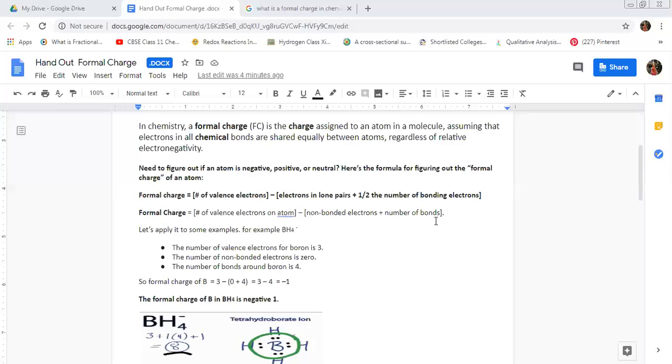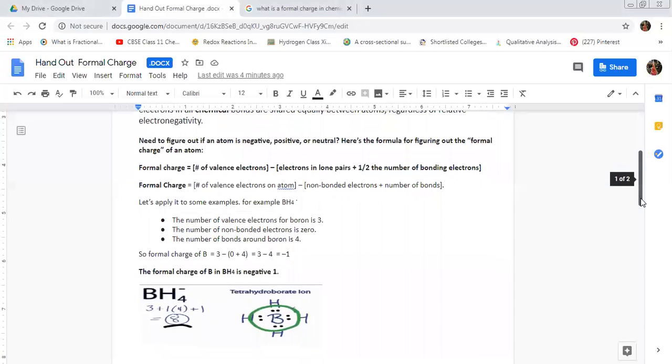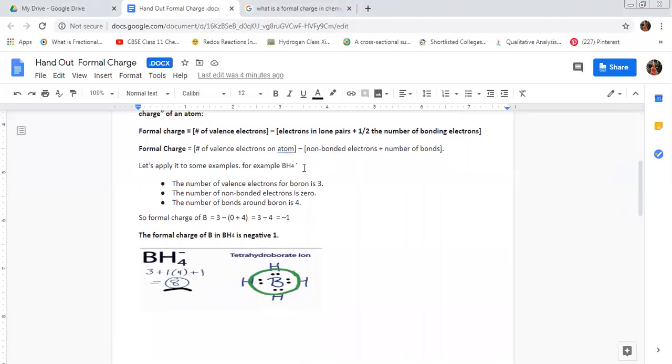Now let us try it with some examples. I've taken an example of borotetrahydrate, sorry, BH4 minus. Now let's start with the formal charge calculation of boron. According to the formula, first I will write the number of valence electrons. Since boron belongs to group 13, I'll write 3, minus electrons in lone pair.